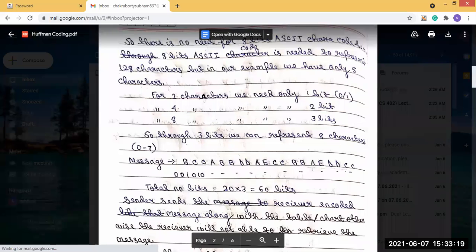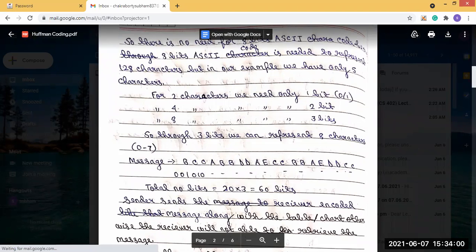But if we send this total 20 into 3, that means the message is reduced now, because for each character we now require 3 bits. So the message size is reduced, only 60 bits are required. But if the sender directly sends these 60 bits to the receiver, the receiver will not be able to understand anything, because how can it know what encoding technique was used and how this message is encoded?